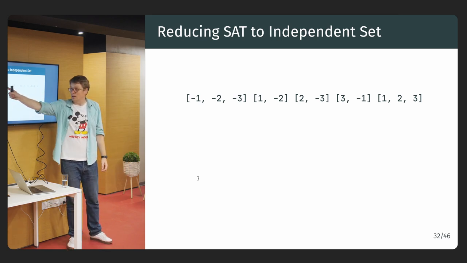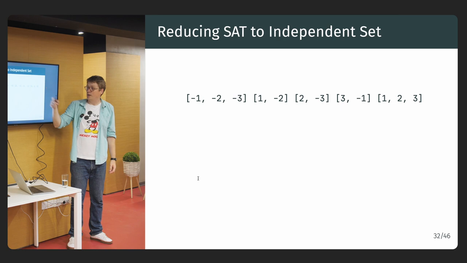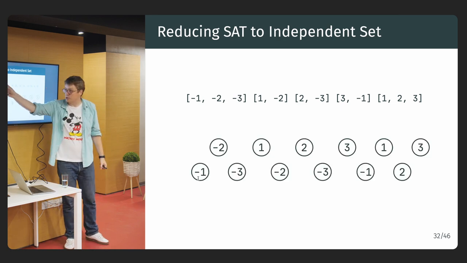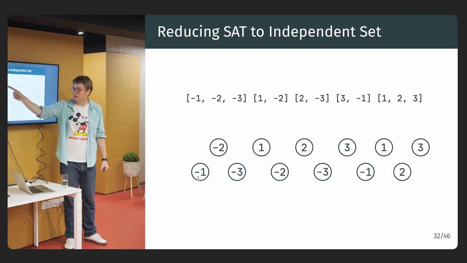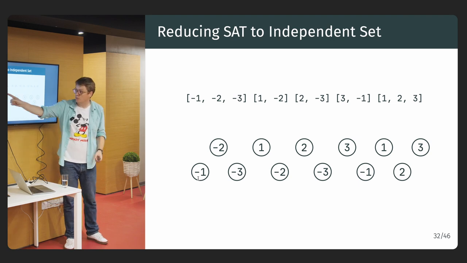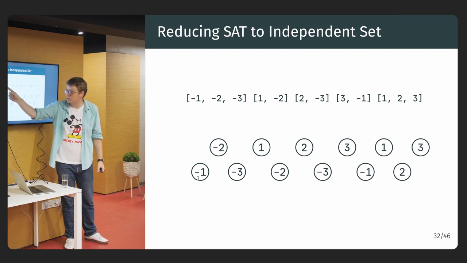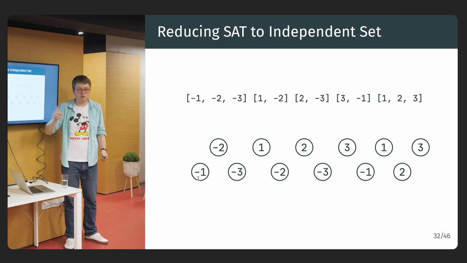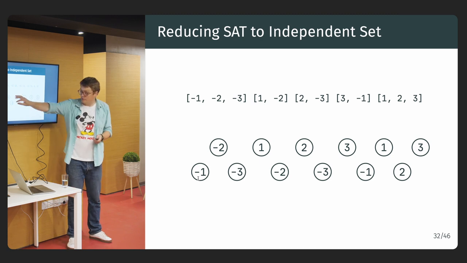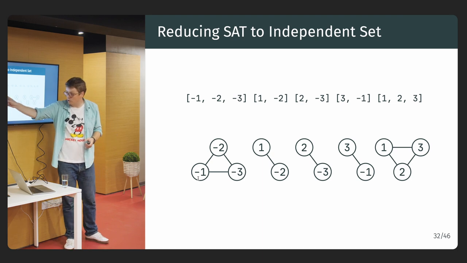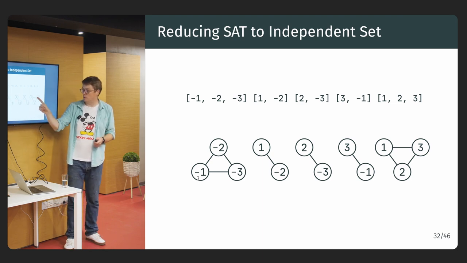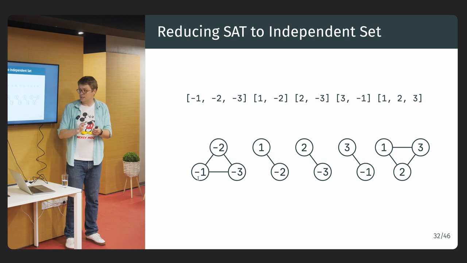So assume again that we have this toy example with five clauses. Then you can do the following. For every clause, you introduce a bunch of nodes and you label them exactly like they're labeled in the clause. So these three nodes correspond to this clause, these two nodes correspond to this clause, and so on. Then for every bunch of nodes, you connect them by edges. So this is a small clique, this is a small clique, this is a small clique, and so on. Then the last step, you do the following.